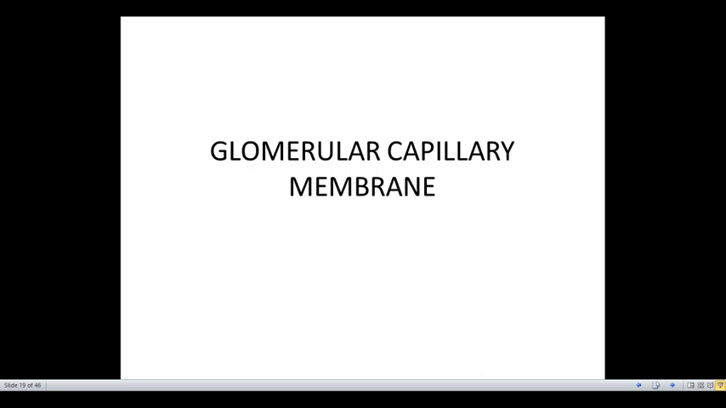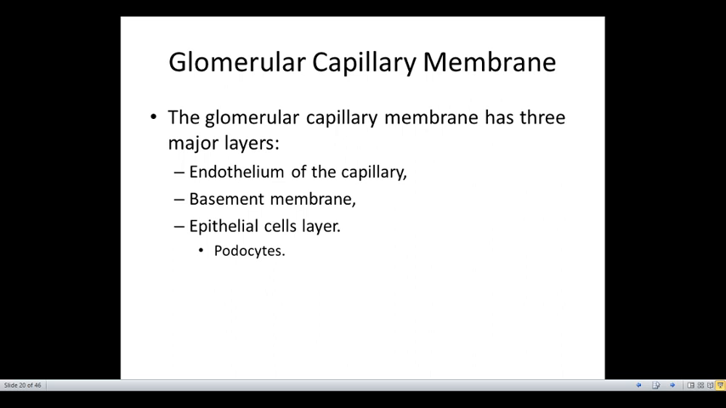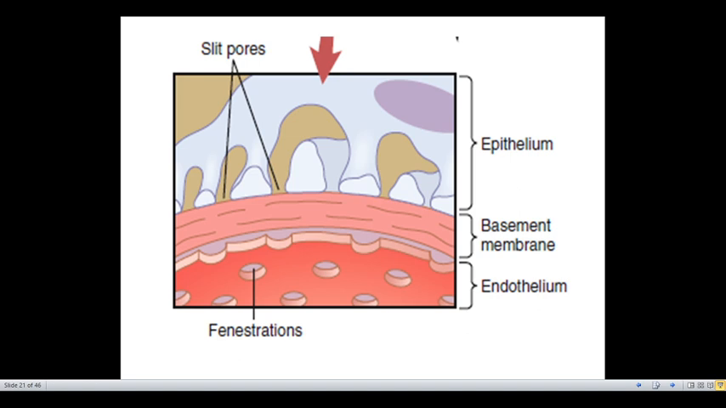Glomerular capillary membrane is the main structure through which the plasma is filtered. Now, as we studied in a previous lecture, the glomerular capillary membrane has three major layers: endothelium of the capillary, basement membrane, and epithelial cells layer made up of podocytes. The figure shows the cross section of the glomerular capillary membrane and its major components.